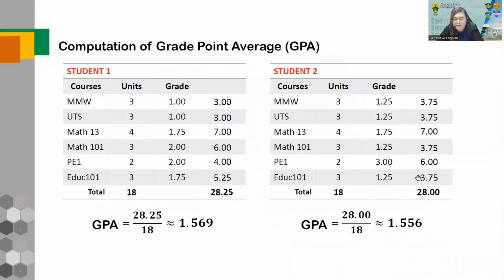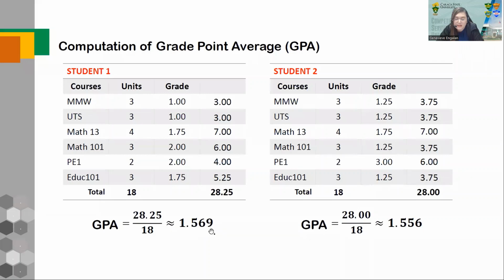So, for example, let's look at the number of first places. Student 1 has two 1s. Student 2 has no 1s. However, even though student 1 has two 1s and student 2 has none, is student 1 brighter, or does student 1 have a higher GPA than student 2? Let's compute their GPA. Look. To compute the GPA, multiply 3 units times your grade, then total them and divide by the number of units.